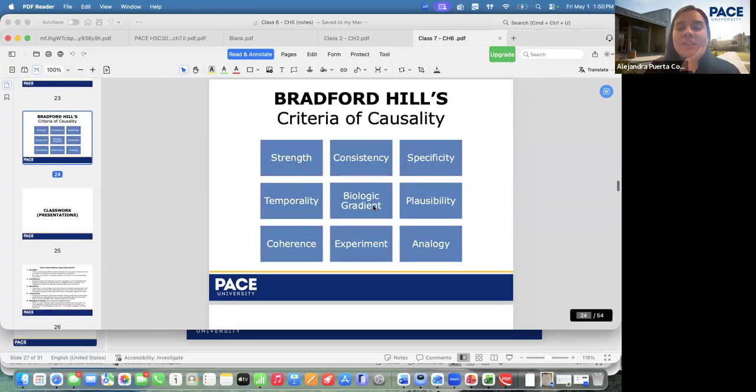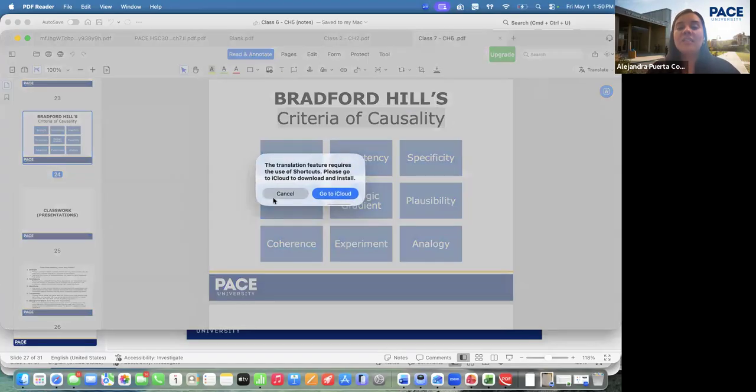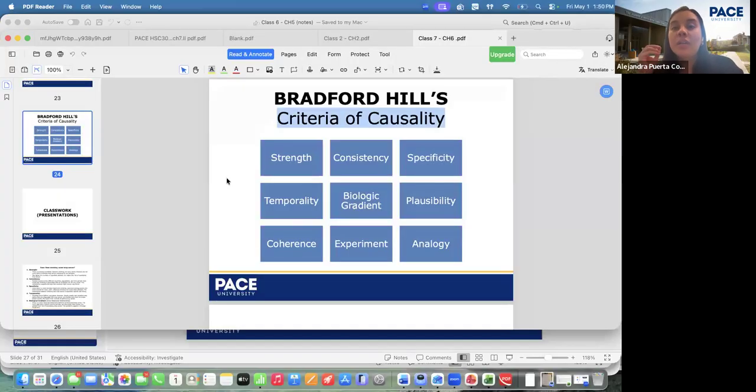Okay, Bradford-Hill's criteria. Just read it one more time, okay? What is this trying to tell us? That even when we find statistical significance, we need to be able to show that it is because one of these factors is associated, right?